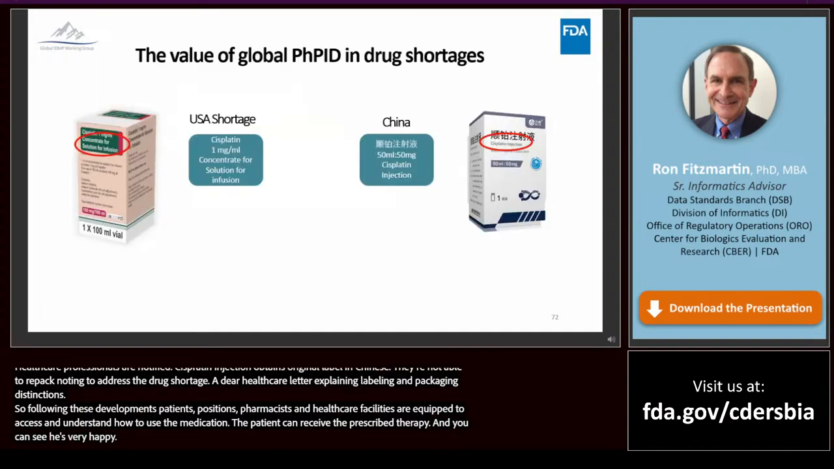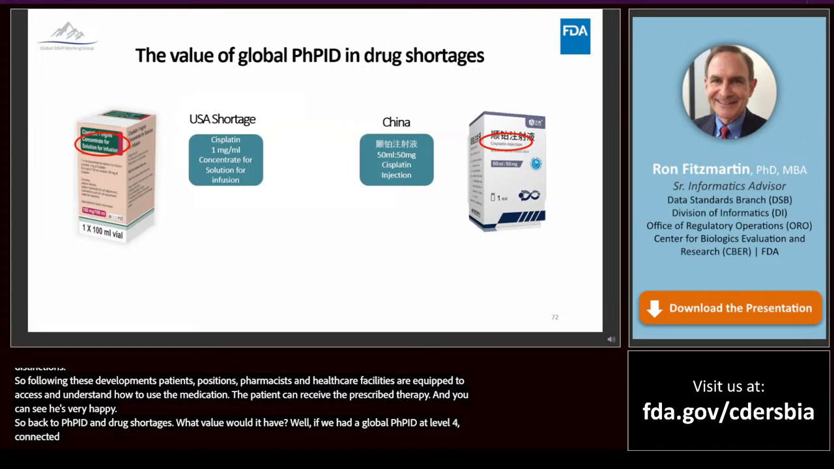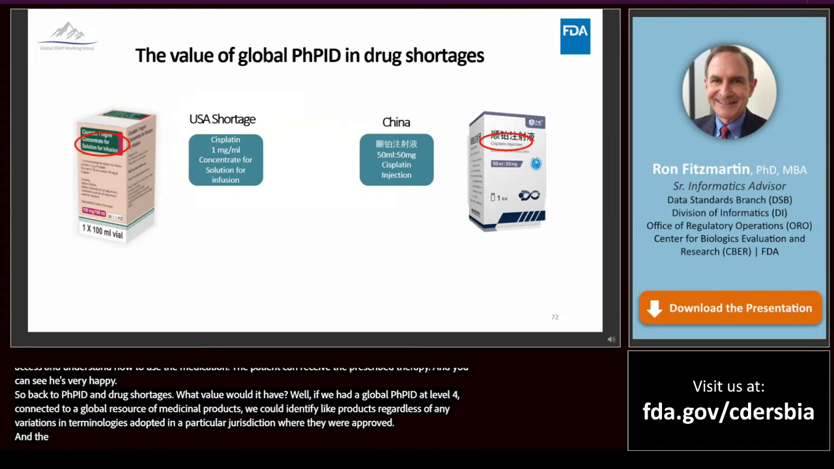So back to PHPID and drug shortages. What value would it have? Well, if we had a global PHPID at level 4 connected to a global resource of medicinal products, we could identify like products regardless of any variations in terminologies adopted in a particular jurisdiction where they were approved. In the Qilu case, you see the two cisplatin products have their pharmaceutical labeling characteristics described and presented differently.